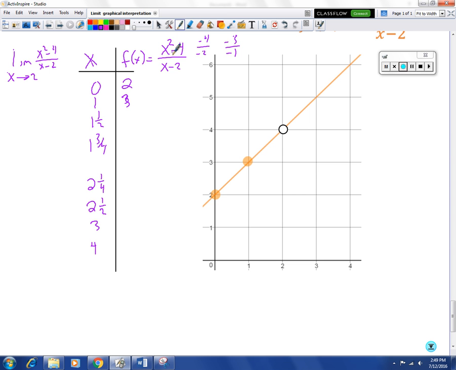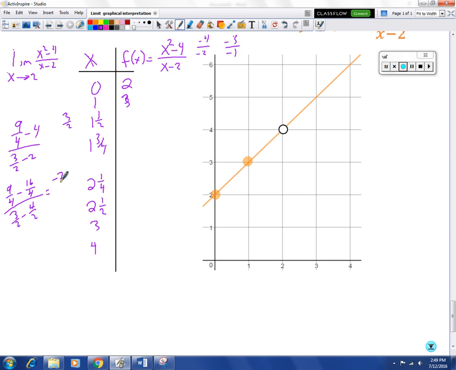Okay, 1 and 1/2 squared, 1 and 1/2 is 3/2. 3/2 squared is 9/4. Then 3/2 minus 2. It's a little rough. 9/4 minus 4, 4 is 16/4. And 3/2 minus 4/2.